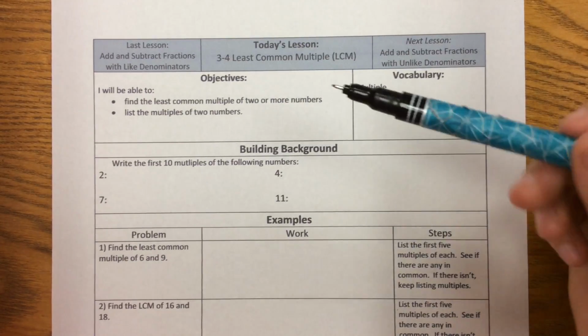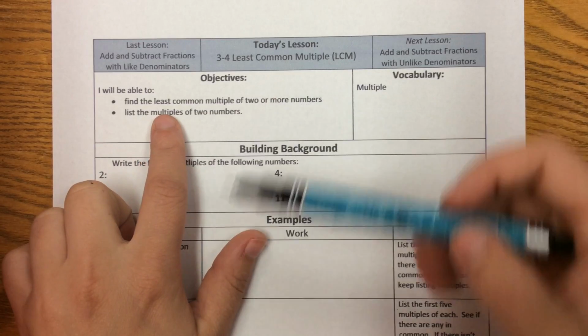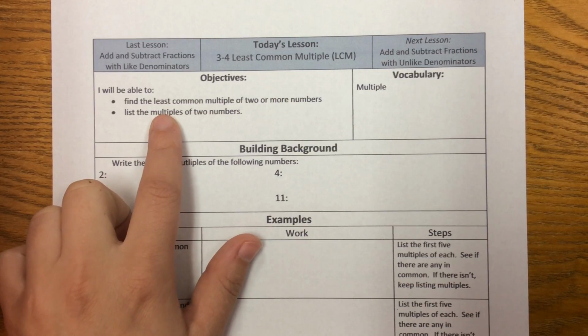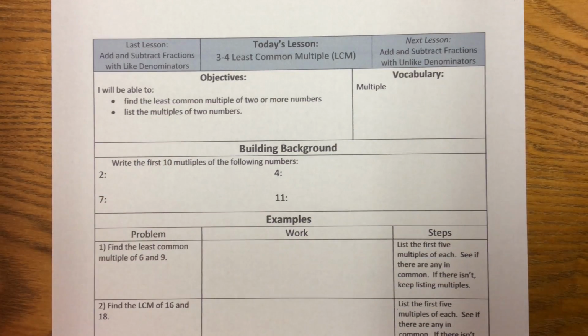Okay, so our objective today, we have to find the least common multiple between two or more numbers and list the multiples of two numbers. That's what we will be able to do.